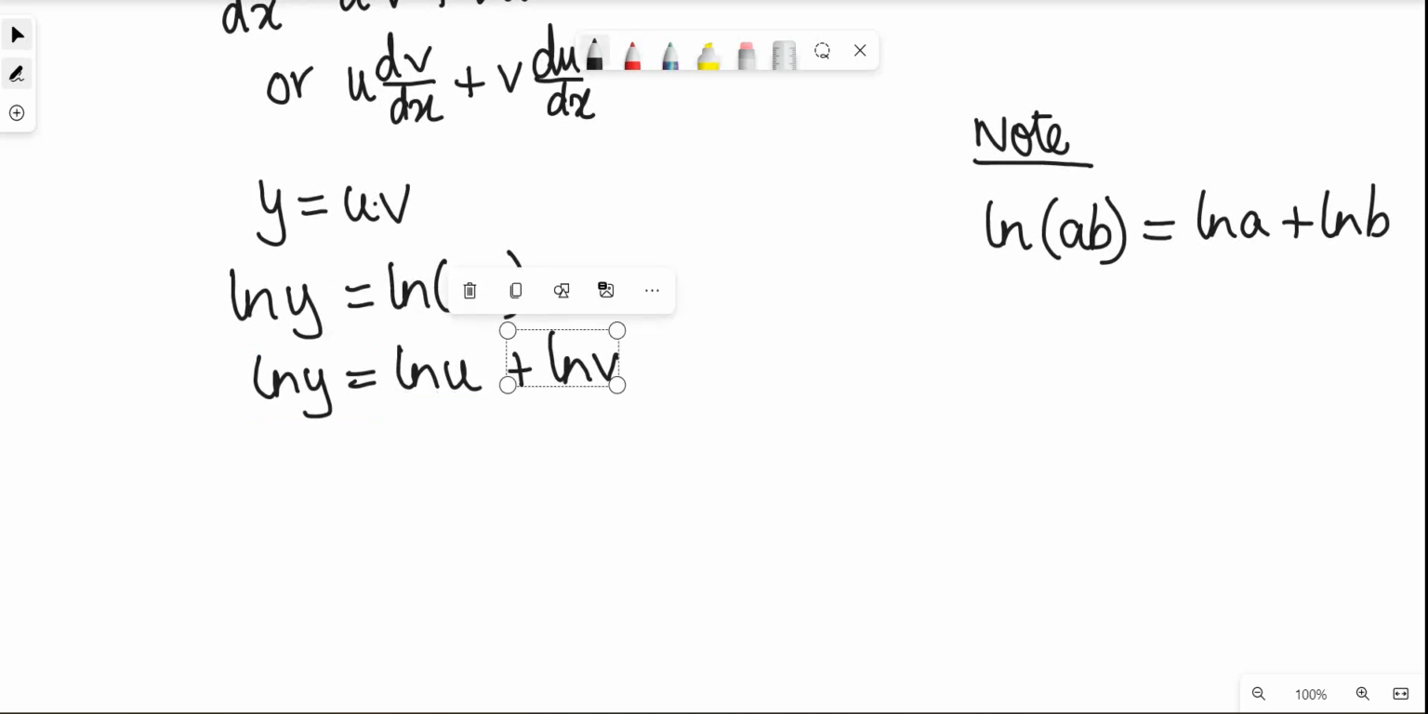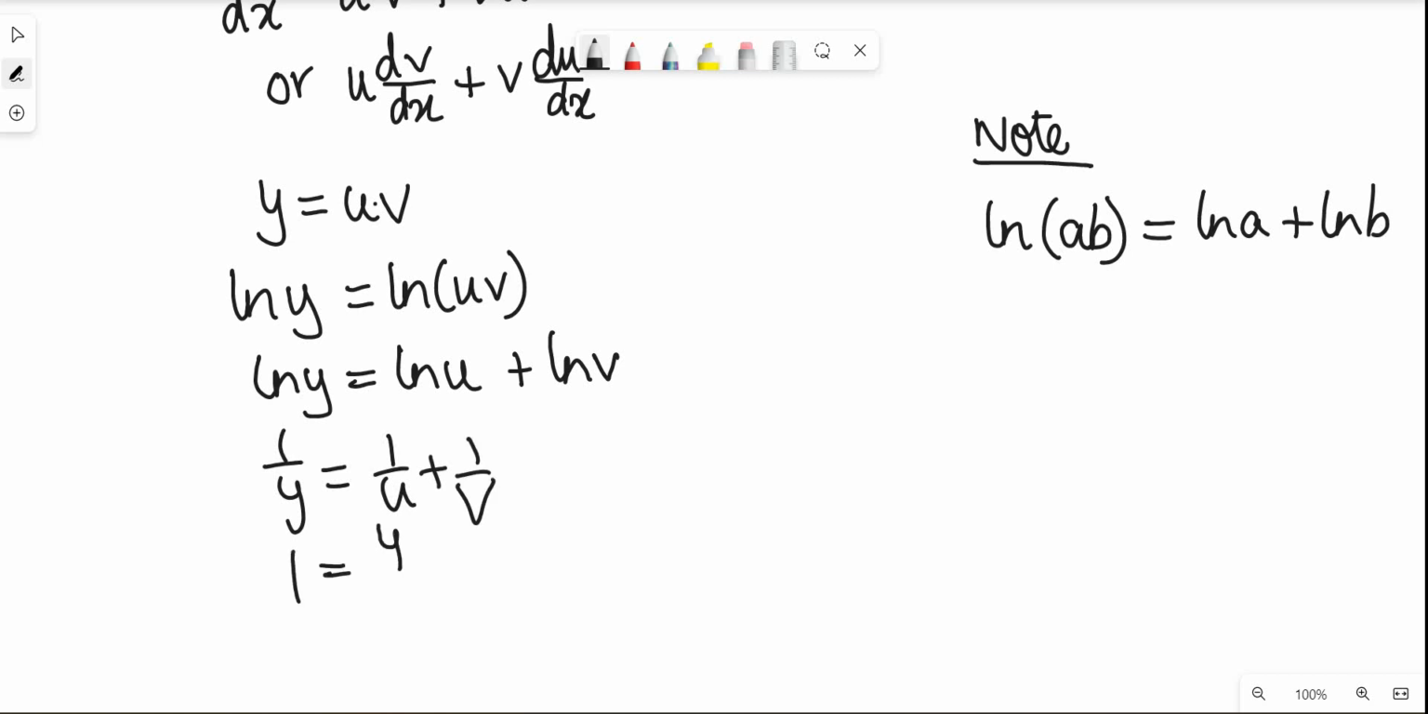So now what we want to do is differentiate both sides. We get 1 over y equals 1 over u plus 1 over v, and we just say 1 equals y over u plus y over v. That's it. We're done, right? Wait a second. This isn't the product rule. It's not even close. We don't even have a dy by dx. So what went wrong? Let's see.